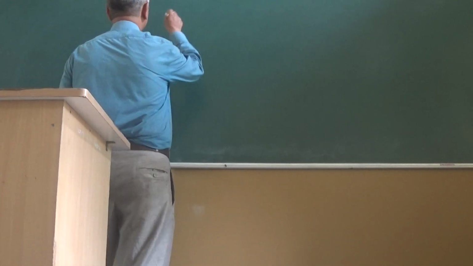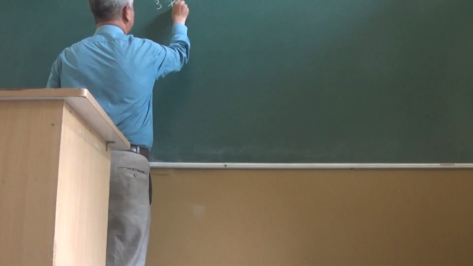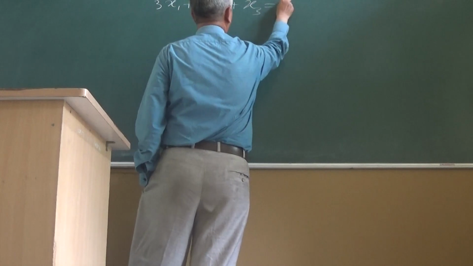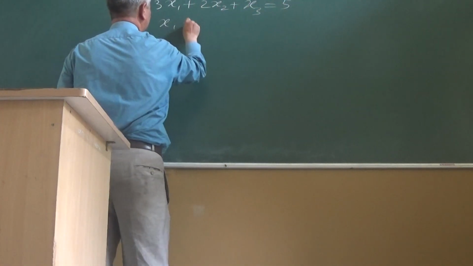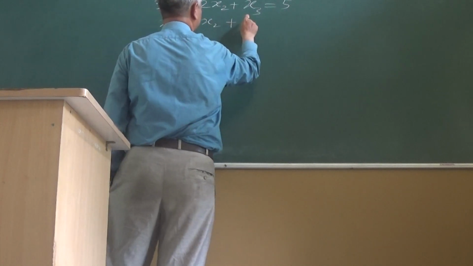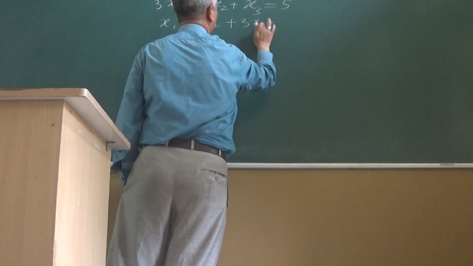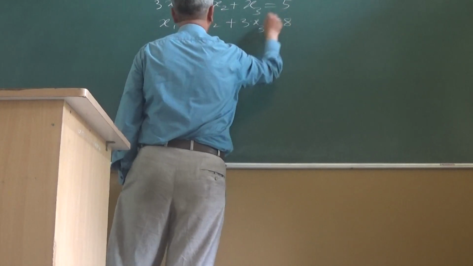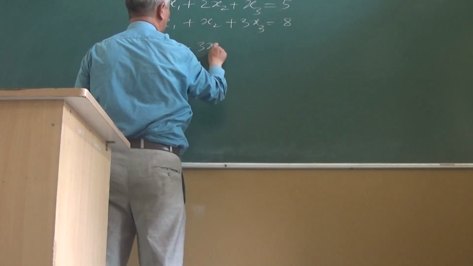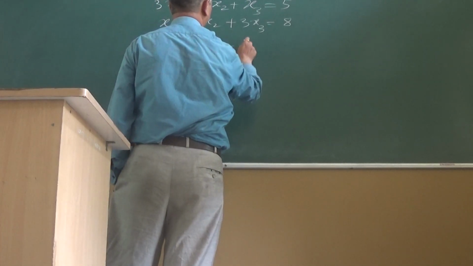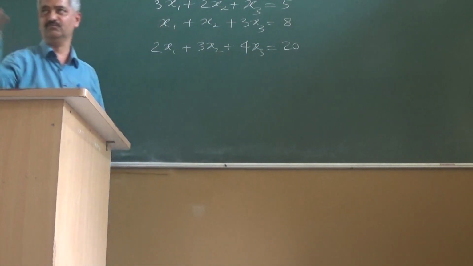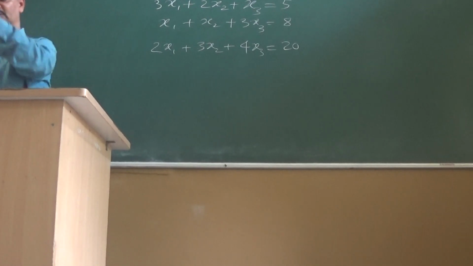So let us say that 3x1 plus 2x2 plus x3 is equal to 5, x1 plus 2x2 plus 3x3 is equal to 8, and 2x1 plus 3x2 plus 4x3 is equal to 20. How will you solve? Be quick. What should be the method of solving?